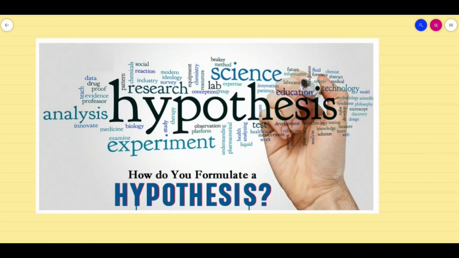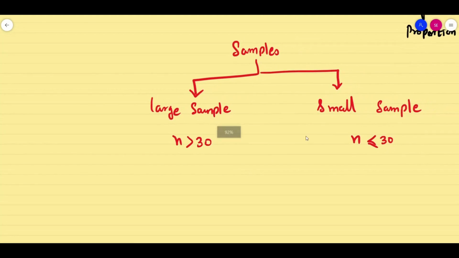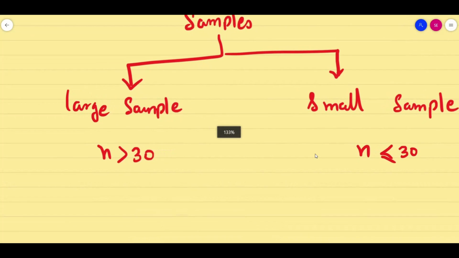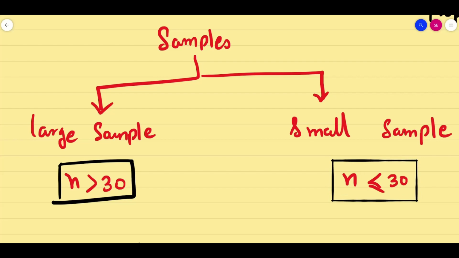Dear students, today in this session, we are going to deal with how to solve the problems on hypothesis testing. We know all the basic concepts we have learned in the class. We know what is meant by sample, what is meant by population, etc. The samples are classified into two types: one is large sample, the other one is small sample. If the size is greater than 30, we say it is a large sample. And when the size is less than or equal to 30, we say it is a small sample.